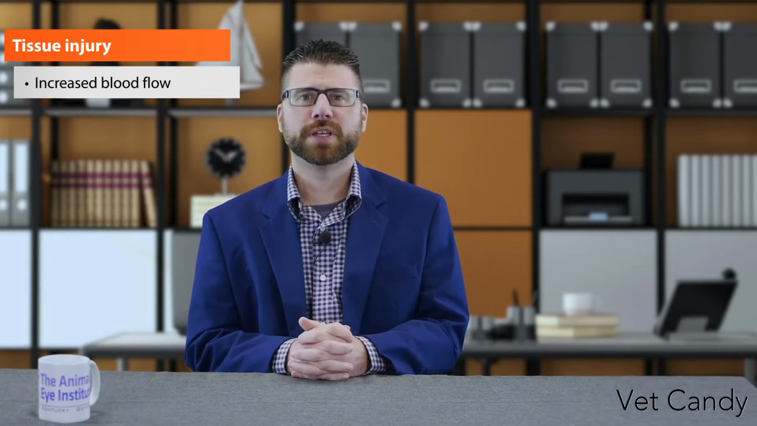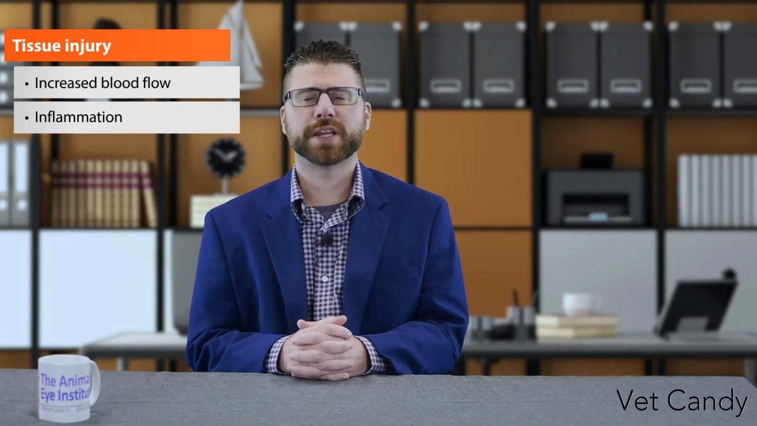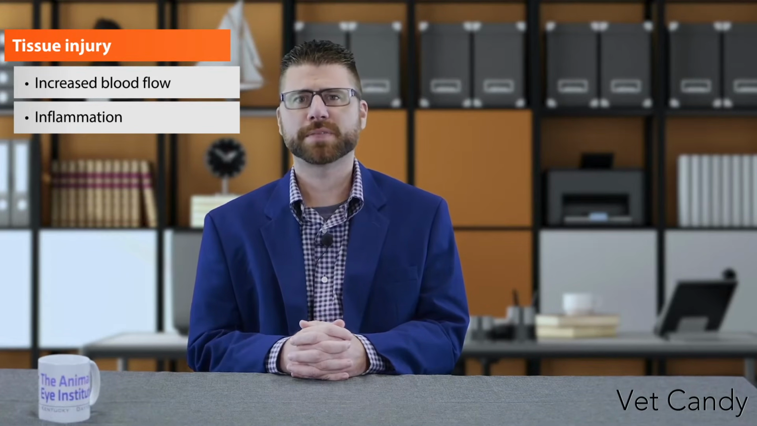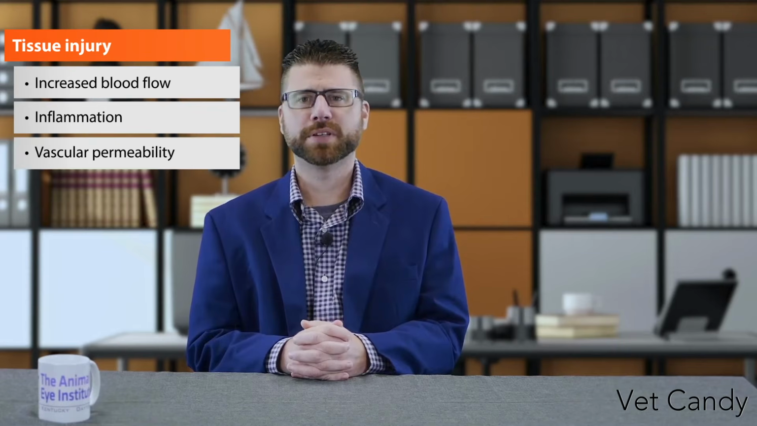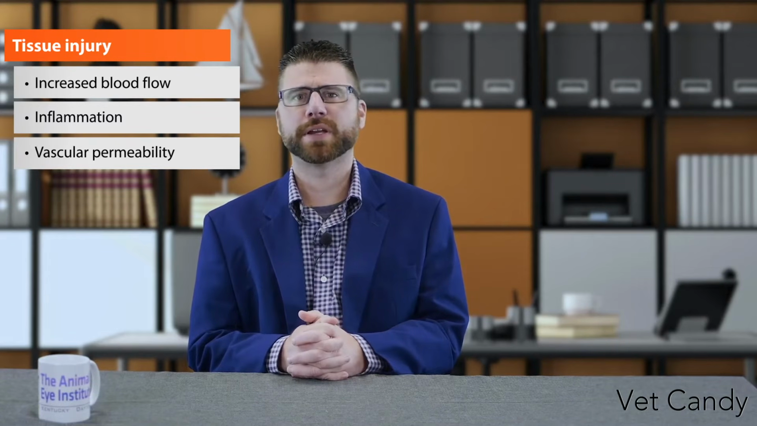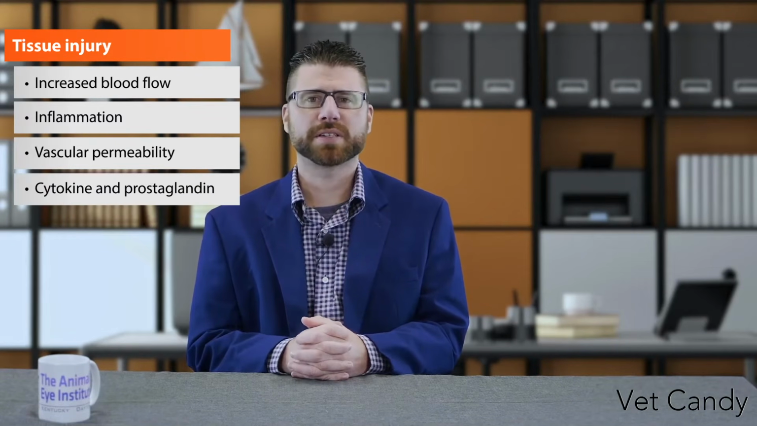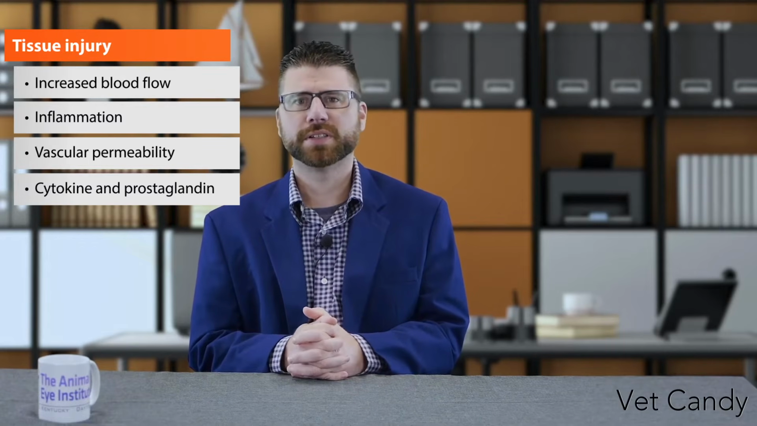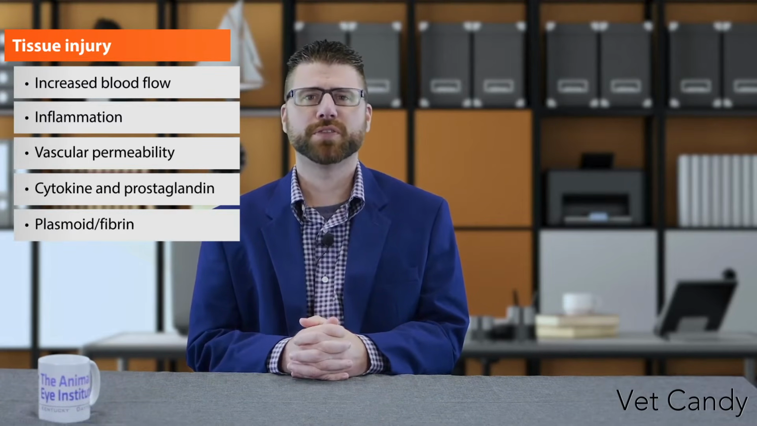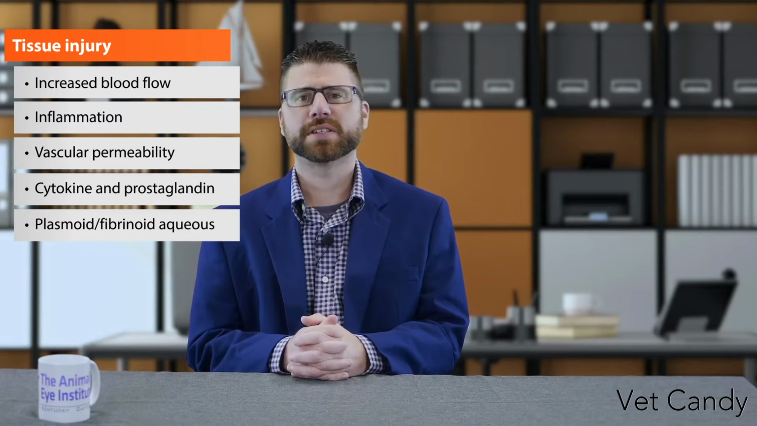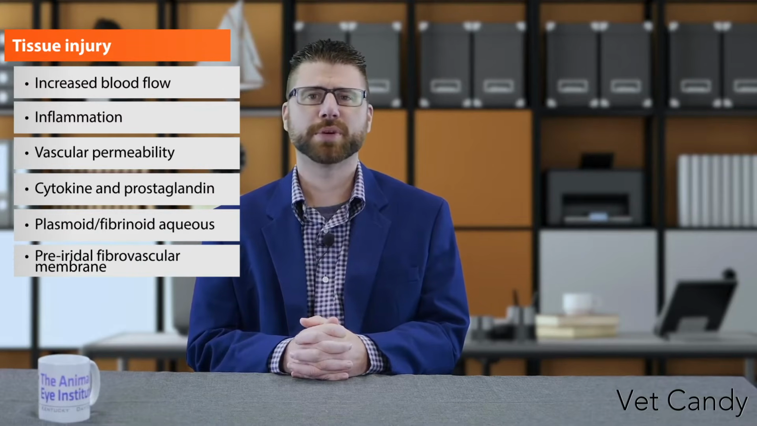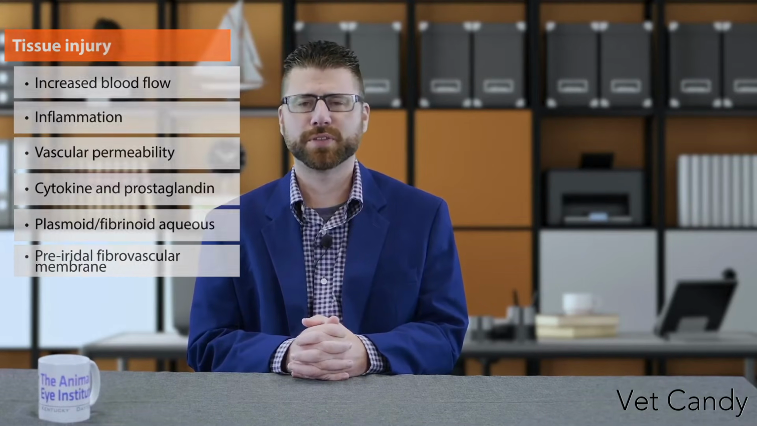Pathophysiology of uveitis includes tissue injury to the uveal tract, increased blood flow, inflammatory cell infiltrate with lymphoplasmacytic, suppurative, and granulomatous, vascular permeability with breakdown of the blood-aqueous barrier, cytokine and prostaglandin release and activation, followed by plasmoid and fibrinoid aqueous, and lastly, pre-iridal fibrovascular membrane formation, or what's also known as epiphyma.